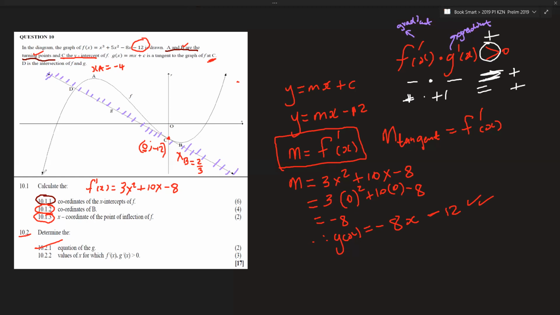Remember, for a curve, if it's going up, the gradient is positive. Then if it's going down, the gradient is negative up until B. Then it's going up, the gradient is positive. So here we're going to put positive, positive, positive, because the gradient is positive. Then positive, positive, positive, and so on.